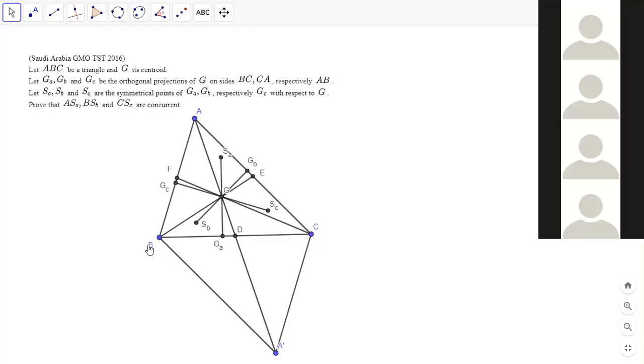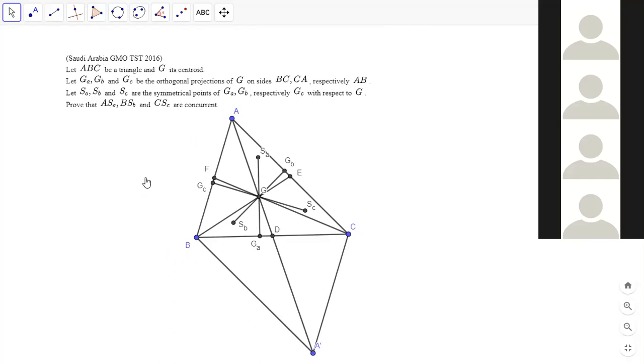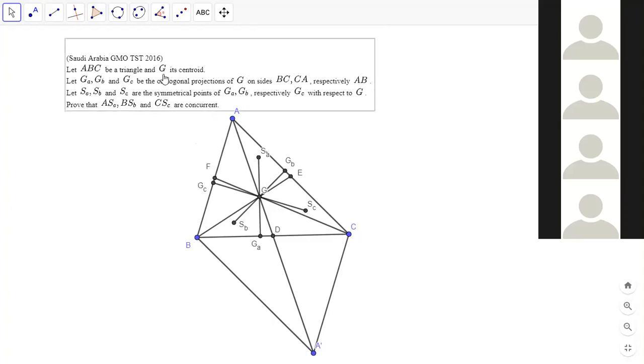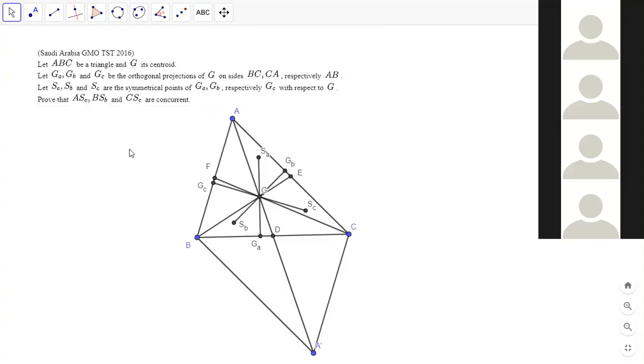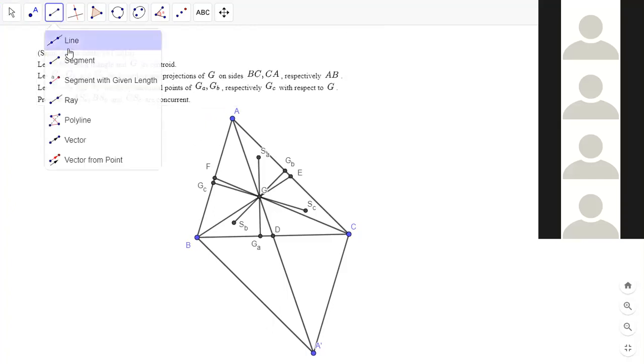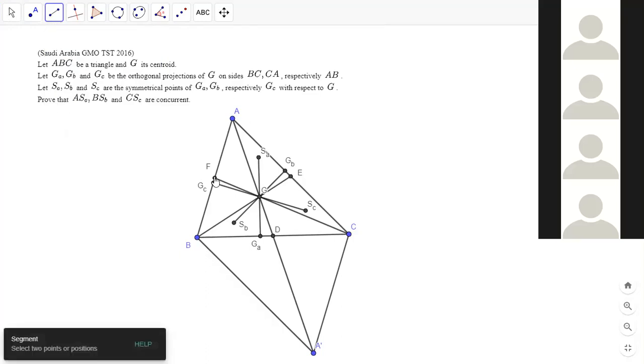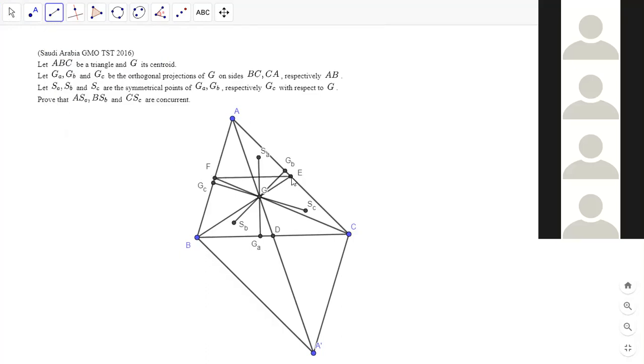Oh, I think I've done it. Okay. So do you remember the Chevian nest theorem? I think vaguely, but yeah, I'll recall it later. So can you just draw EF? Yeah, EF. And can I delete A prime? Yeah, you just delete A prime.